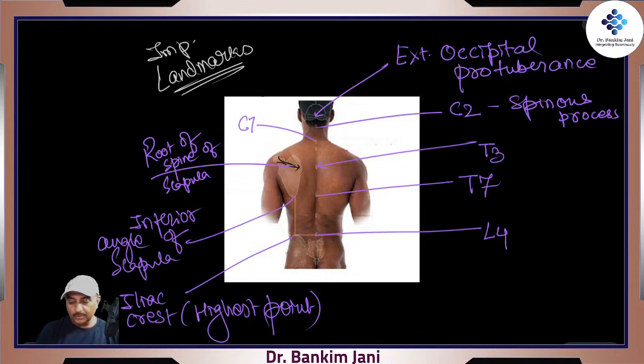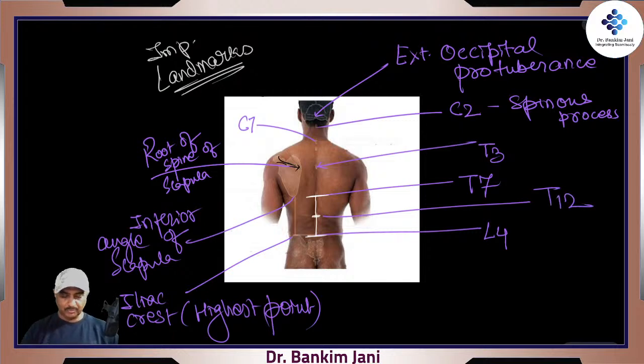L4. So what you now do is, this is one point, this is another point, draw a line and take out the center point, right? That center point would be T12. If you have so much in your hand, then you'll be able to figure out all the levels very easily, right? So this is, in a nutshell, the important landmarks which you must know.